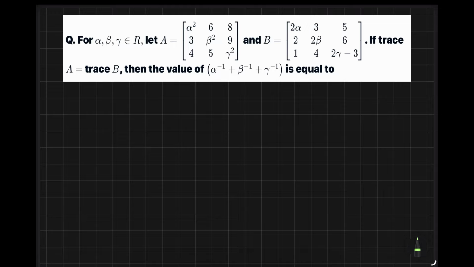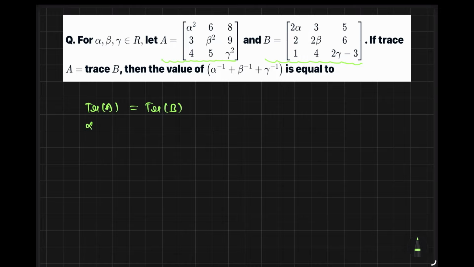So, we are back with a wholesome new question which says: for alpha, beta, gamma belonging to real numbers, let A equal this. They have mentioned matrix A and matrix B as this. If trace of A equals trace of B, let's try to handle this situation. Trace of A equals trace of B. You know that trace means what? Sum of all the diagonal elements.